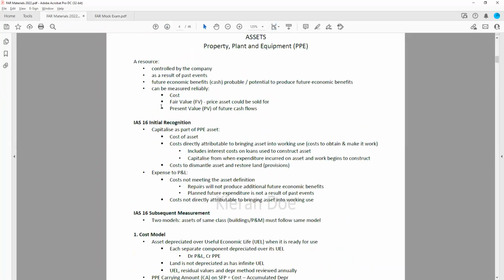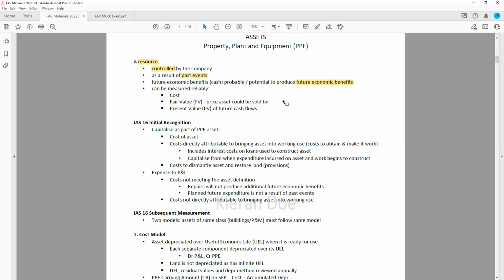So when we're looking at assets, it's important to keep in mind the definition of an asset. An asset is a resource controlled by the company as a result of past events and which has the potential to produce future economic benefits. So useful to keep this key criteria in mind.